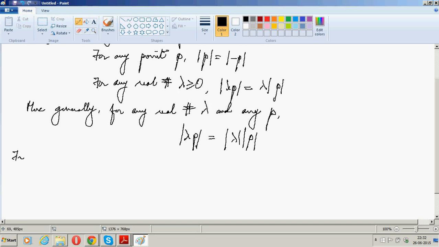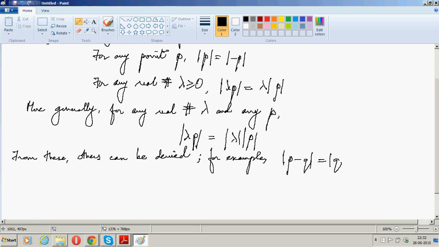So from these, other properties can be derived. For example, it is clear that mod p minus q equal to mod q minus p, right? Because of the nature of the square function. Yeah. Now see, we come to the great inequality.